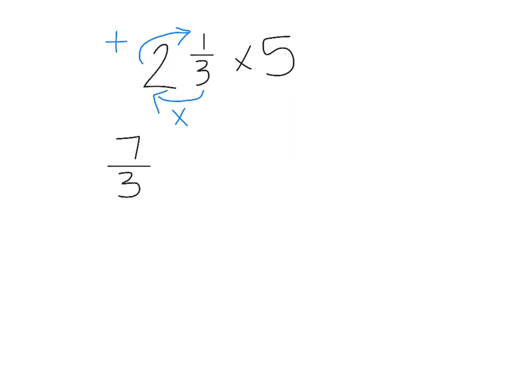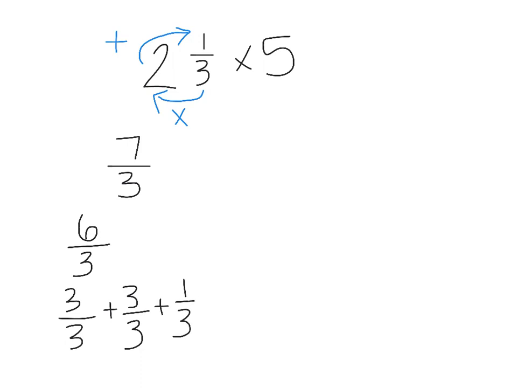Now another way of thinking of it is that 2 is equal to 6/3 because 1 whole is equal to 3/3. And so we're doing 3/3 plus 3/3 plus 1/3. And 3 plus 3 plus 1 equals 7. So that's why our little shortcut works.